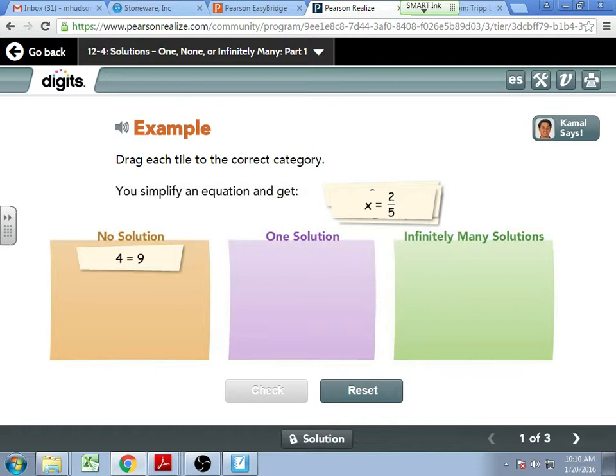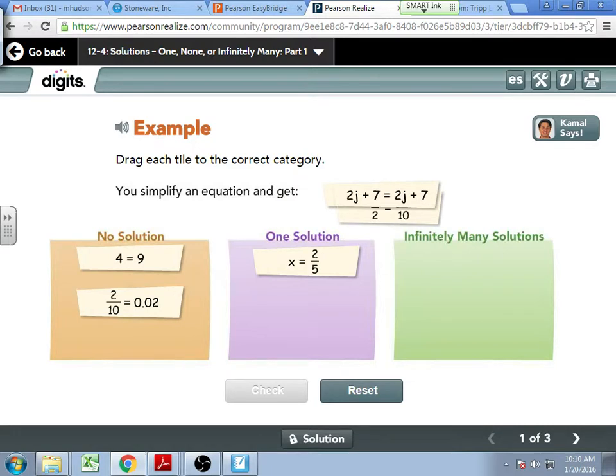If x is equal to 2/5, right? Is it one solution? One solution. X has a value. That's the solution. Zach, what about 2/10 equal to 0.02? Is that true? Wait, no. No, because this is 200ths. Oh, yeah. This is 2/10. It's a lie. It has no solution.